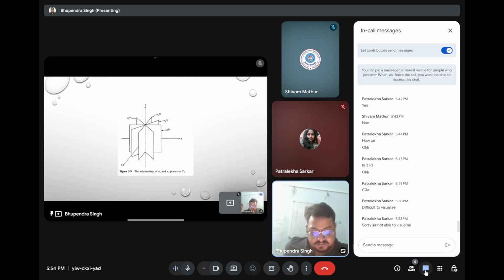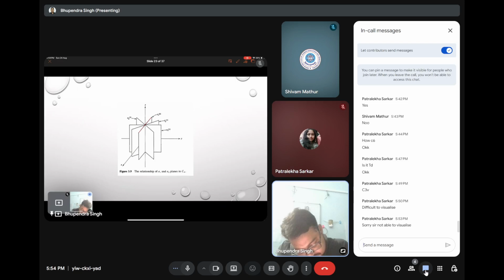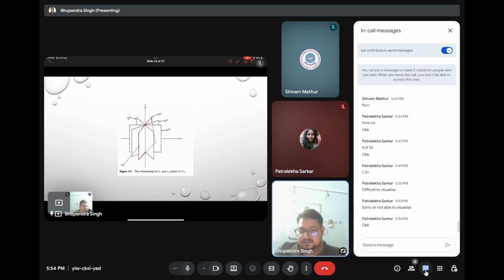Okay, so this slide is just to make you visualize how the plane looks like. Consider this is your plane. This is your plane. Just to show you how the planes look like. Are you able to visualize now, or is it more clear now for you guys?